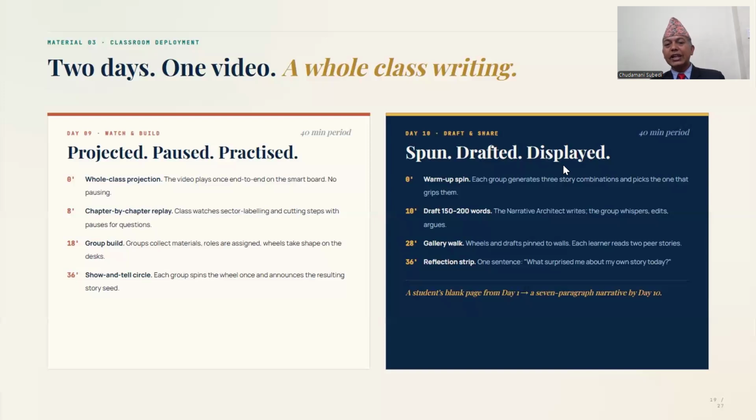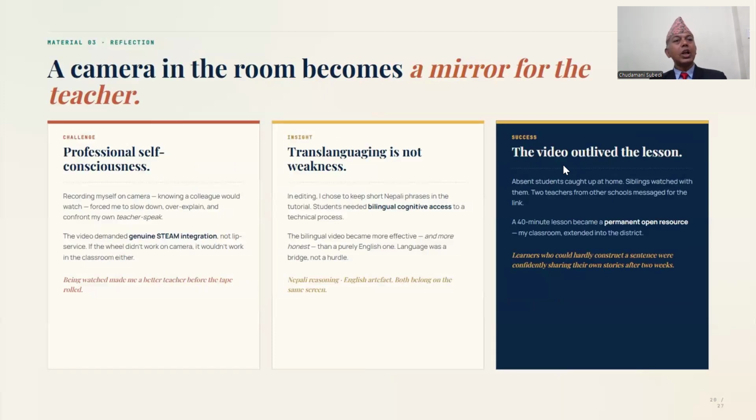A student's blank page from day one becomes a 7 paragraph narrative by day 10. Wonderful, what have I done, I thought. A camera in the room becomes a mirror for the teacher.